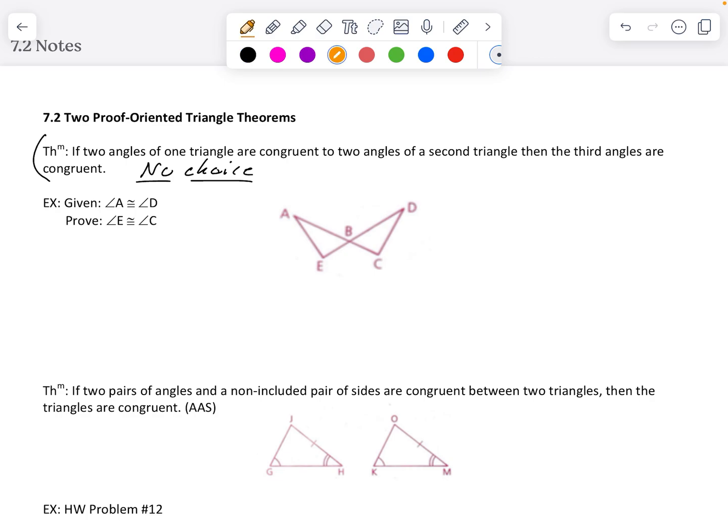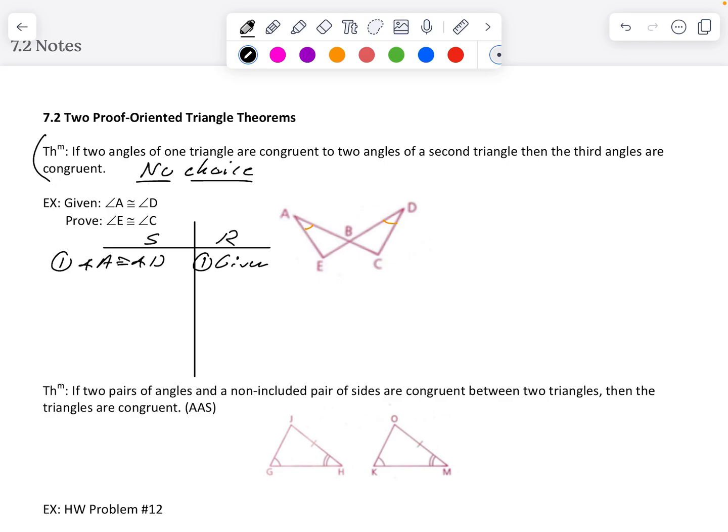How it looks here, let's see. We're going to mark our given. Given angle A is congruent to angle D. Let's do this proof here. It's a short one. We can fit it in right here. Statements, reasons. So we're given angle A congruent to angle D.